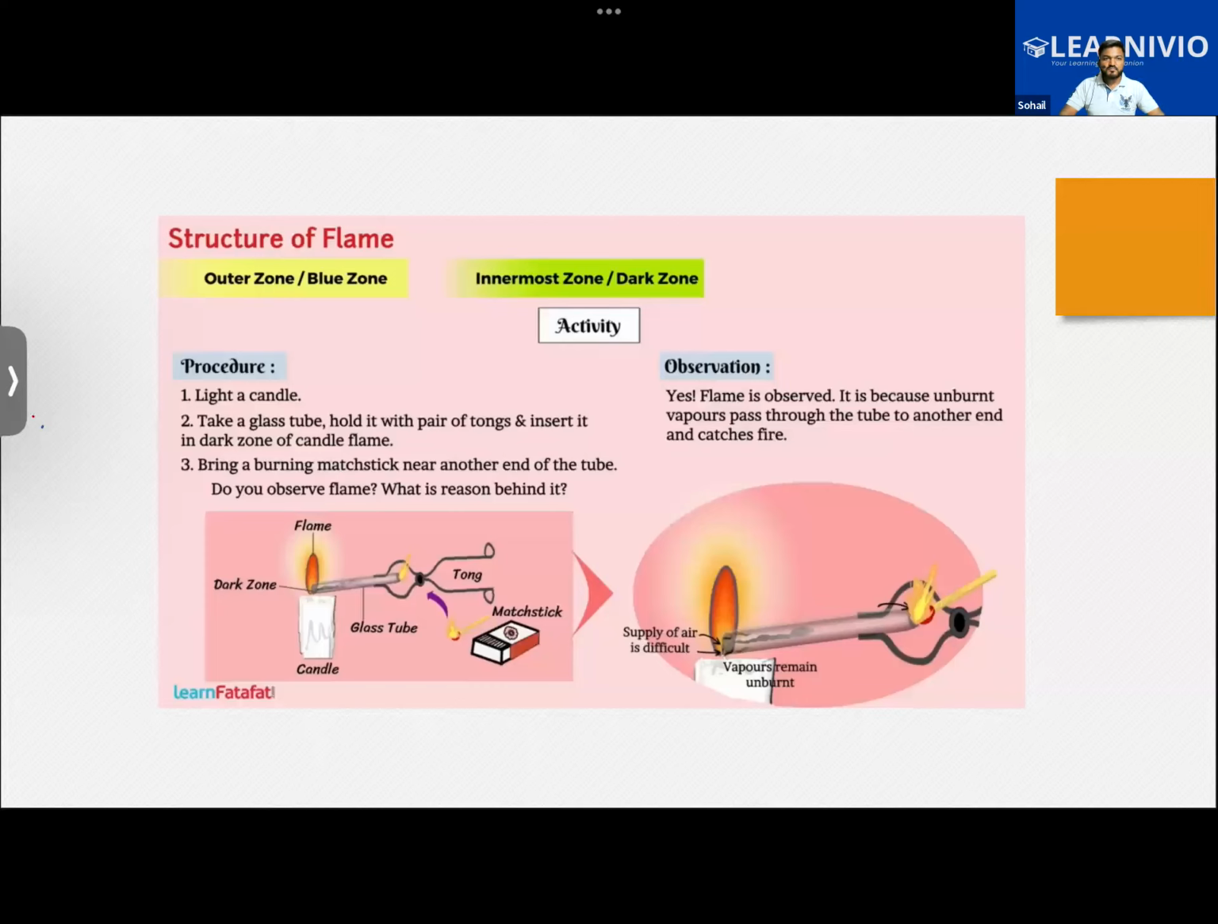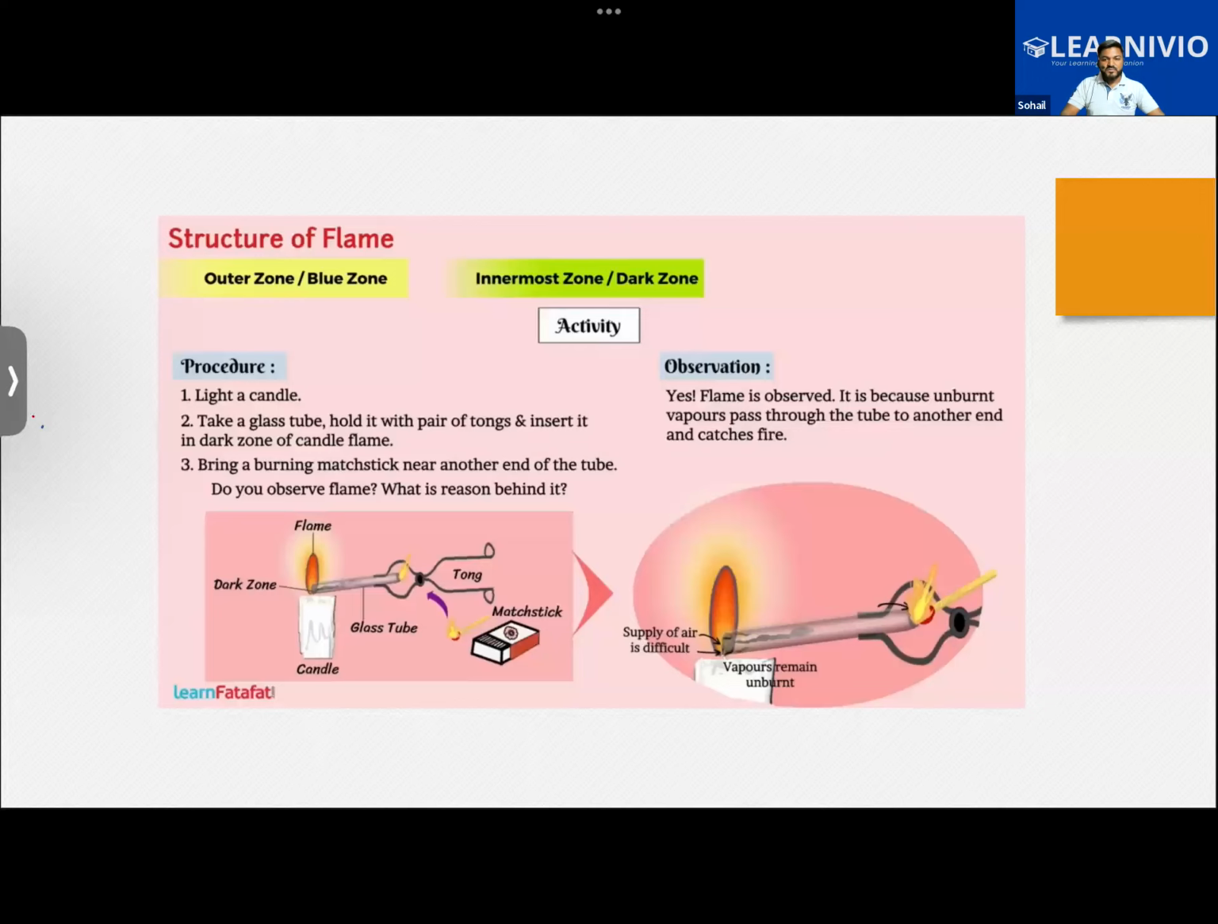Innermost, it is the least hot zone in the area, and complete combustion is not happening here, and there is unburnt wax vapor or carbon particles. Talking about the innermost zone, they are unburned wax vapors in that part of the flame. Okay, keep that in mind.